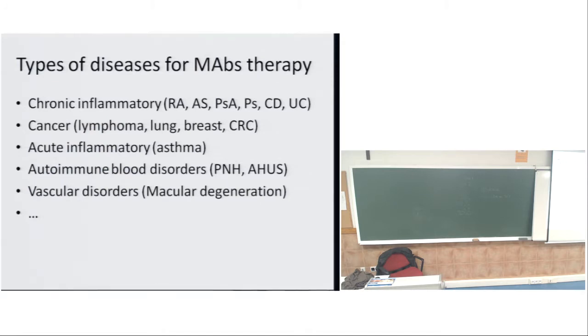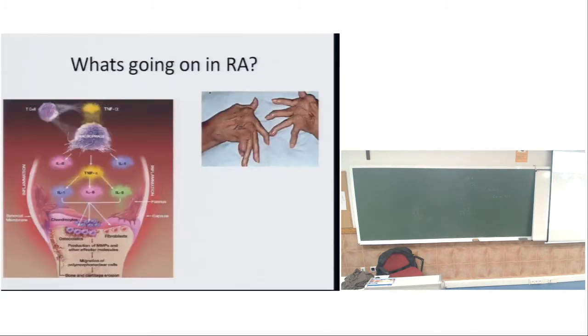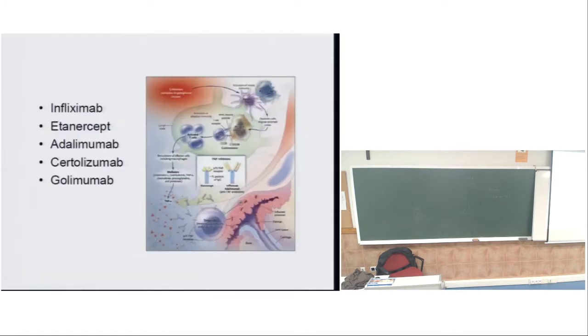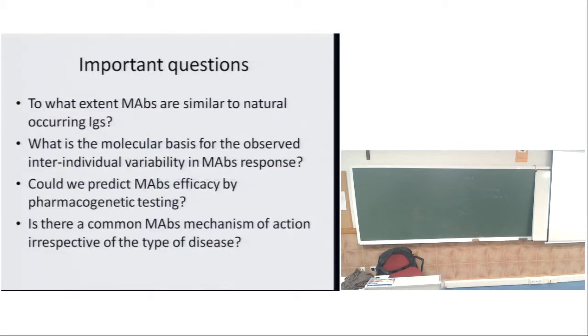As I told you, the application of monoclonal antibodies is not restricted to chronic inflammatory diseases or cancer. It can be used in many types of diseases, and this list is growing. I just wanted to show you something about chronic inflammatory disease, and this is very focused on TNF, because this cytokine is crucial for the development and the destruction of the cartilage, causing the typical clinical manifestation of rheumatoid arthritis. And there are several biological treatments, most of them monoclonal antibodies, for those diseases.